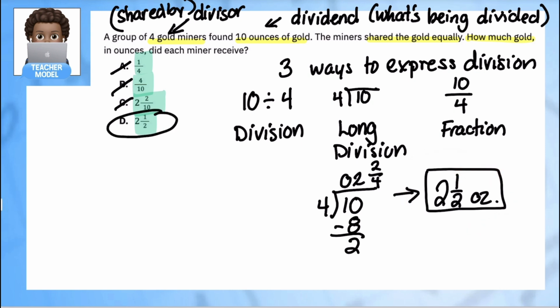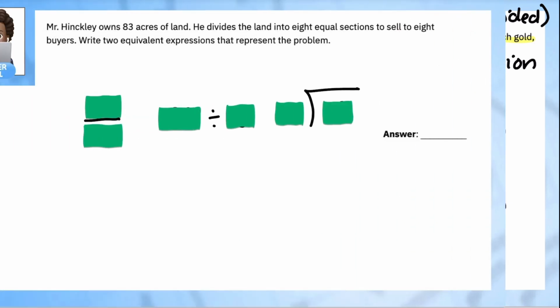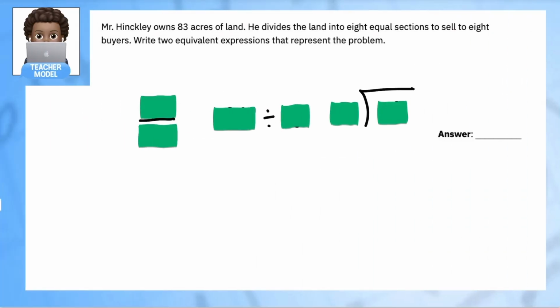All right, so hit pause and jot this down into your work so you can express any division problem in all 3 ways. And now you know how to recognize it in any of these 3 ways. All right, we have 2 guided practices for you to try.